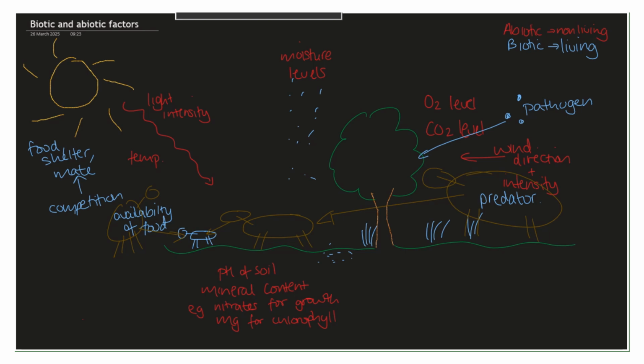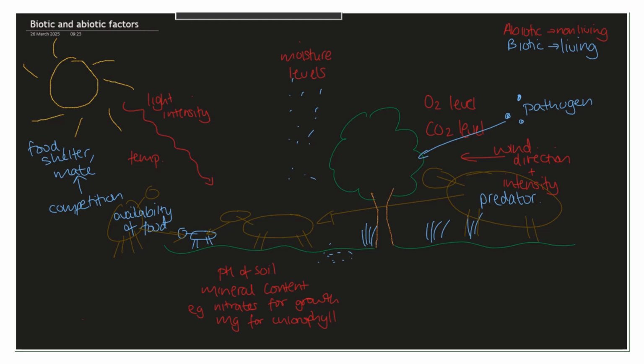Okay, let's move on to moisture levels. Moisture levels in the atmosphere, we refer to that as humidity. This is also important when we talk about moisture levels in the soil. Plants need water in order to photosynthesize. As well as water, plants also need carbon dioxide. And in exchange, they produce oxygen as a result of photosynthesis. So oxygen and carbon dioxide levels within an ecosystem can affect the survival of organisms within that ecosystem.